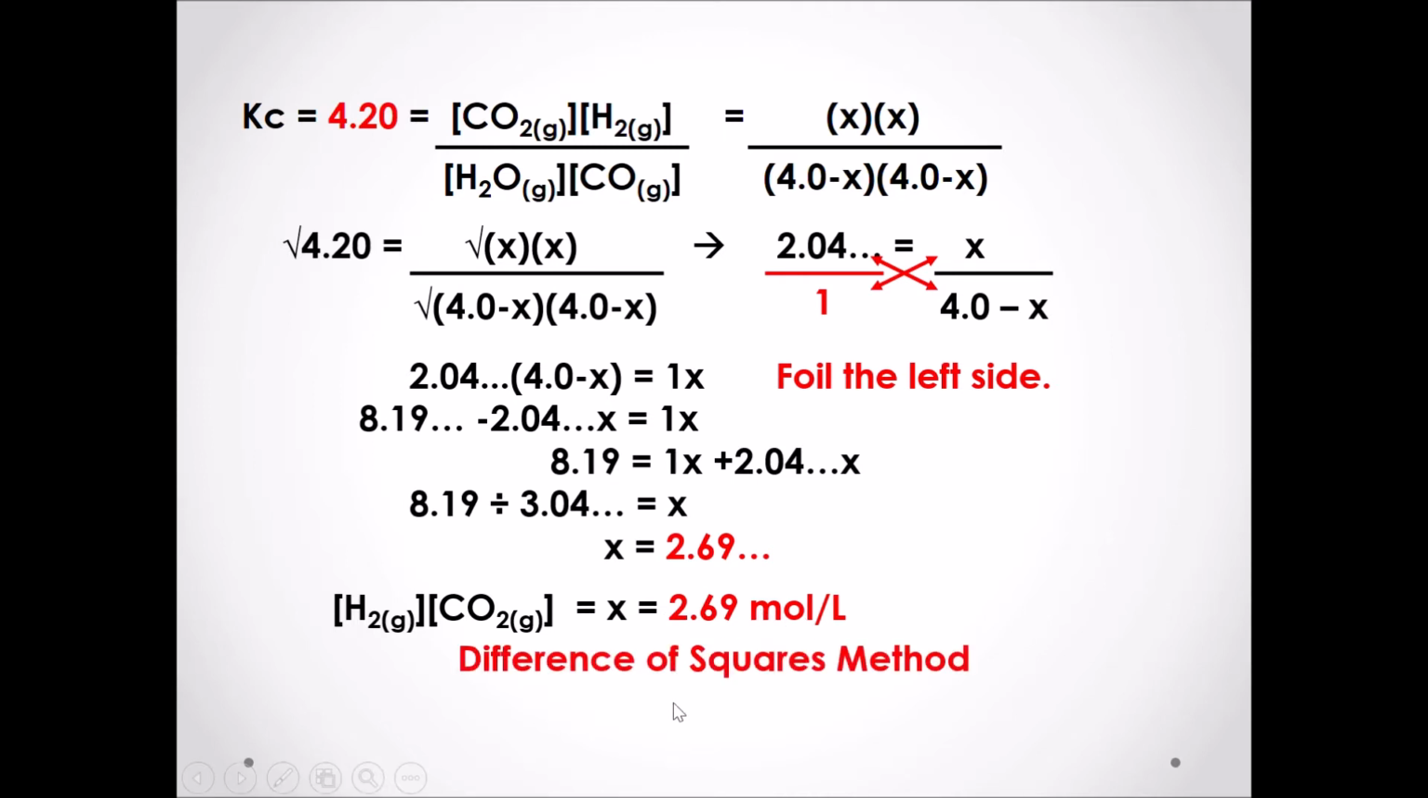This is known as a difference of squares method. This is the only method we will use to solve for x in a Kc expression.